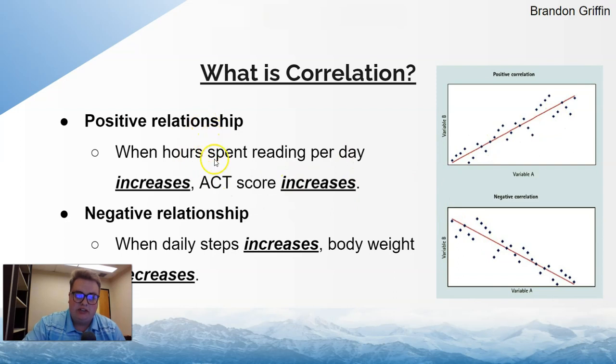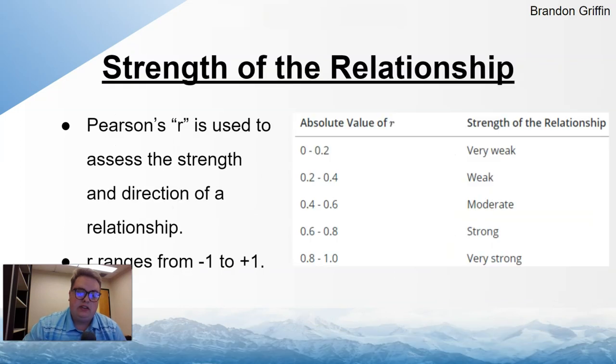So for a positive relationship, when one variable increases, the other variable increases. For a negative relationship, when one variable increases, the other variable decreases. So positive is when they move together up, and negative is when one increases, one decreases. They are correlated, so they do move together. So that is the direction of the relationship, and now we need to talk about the strength of the relationship.